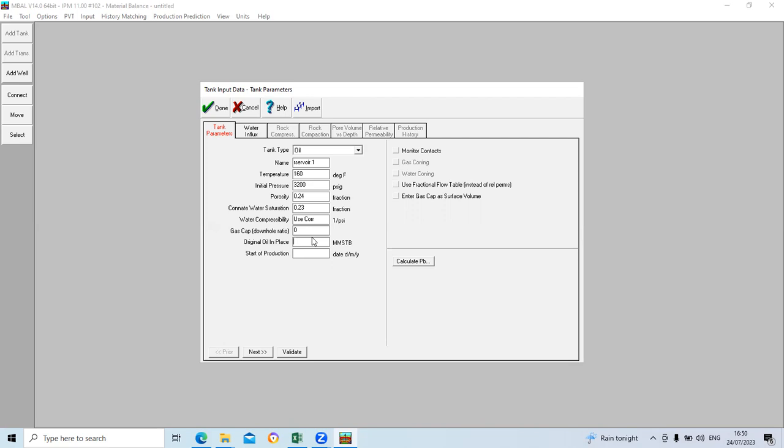Our original oil in place, we need to know the value that has been calculated from volumetric analysis. Once you have calculated this from volumetric analysis, you can input it here. What MBAL is doing now is refining that value to get a more concrete value. So let's say 290 million stock tank barrels. That's our original oil in place.